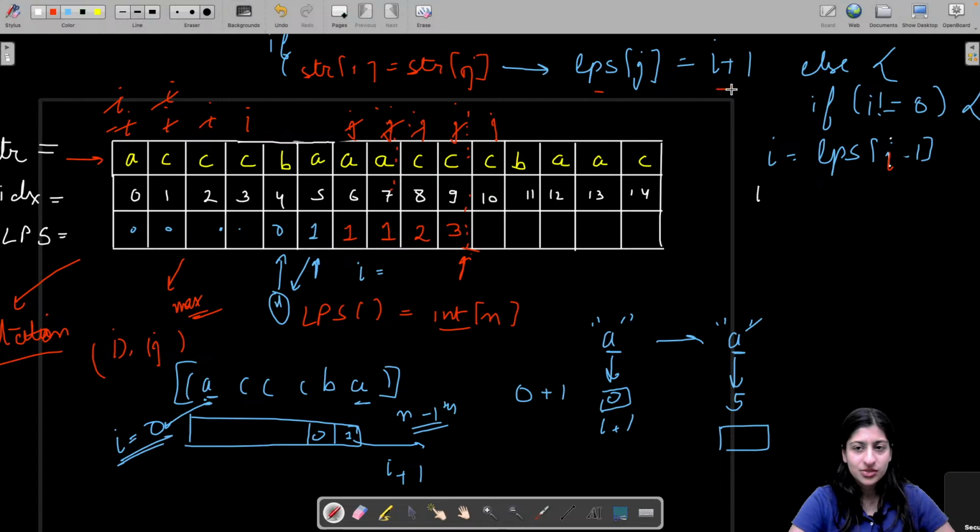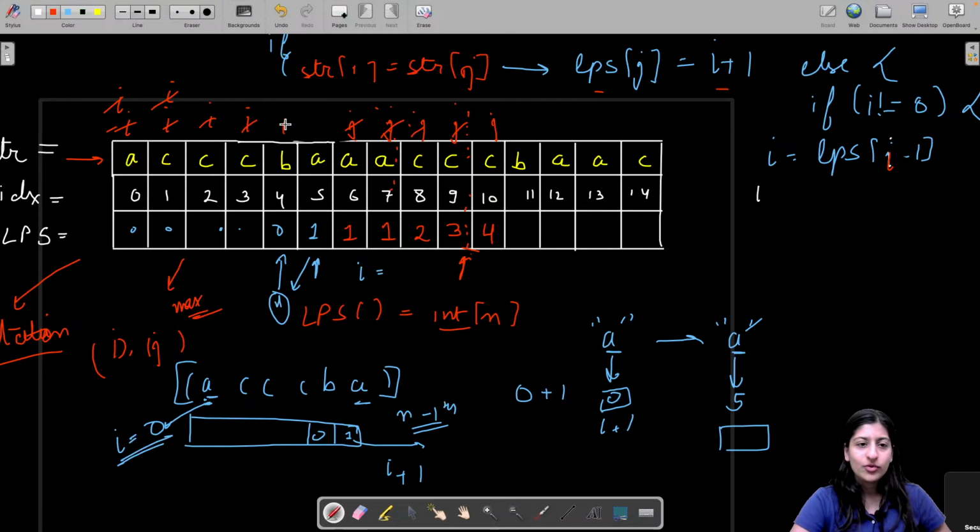I hope you have understood. The reason is I am incrementing the count of I and j only when I find it is a match with character at j. So I is storing some index, so that index plus 1 will tell me the length of that prefix which is equal to the suffix. That is why in LPS of j I am storing I plus 1.